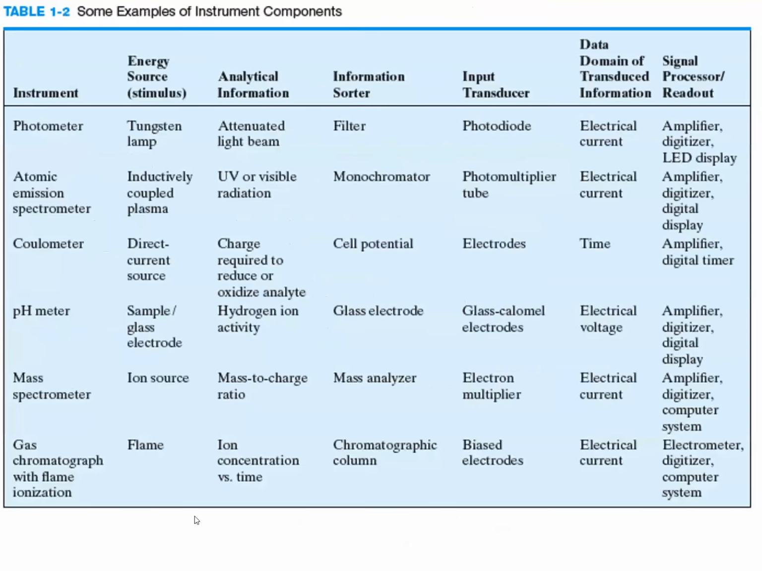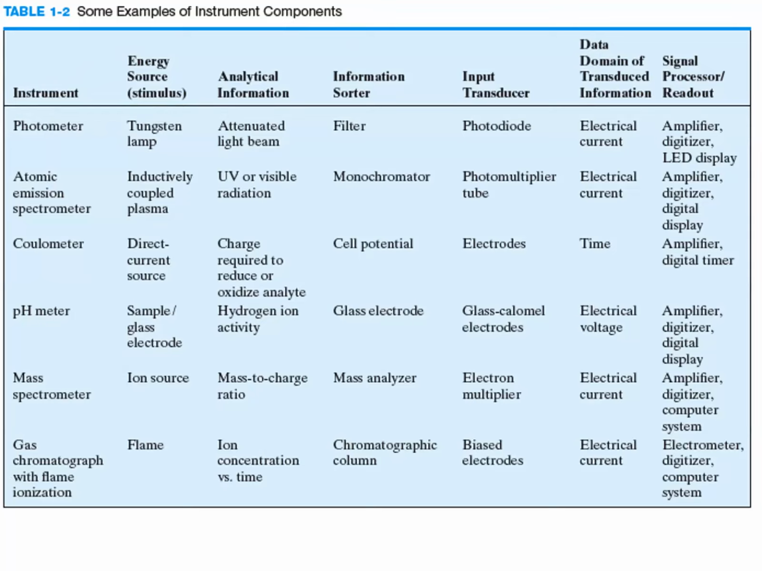Now, I'm going to present another table here. Here are some examples of instrumental components. This table is going to be very useful as we proceed, maybe in chapters 6 and 7, where we present these again and repeat them when we get to those chapters. First of all, here are some examples of instrumental components. Here is an instrument, a photometer. The energy source, the stimulus, as we have said previously, is a tungsten lamp.